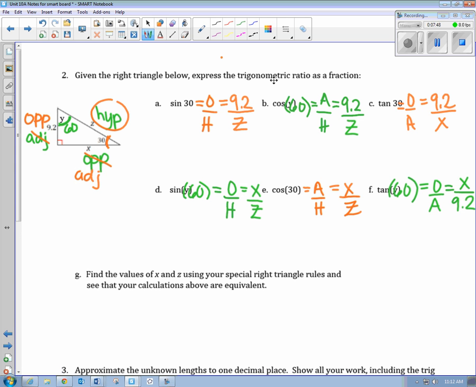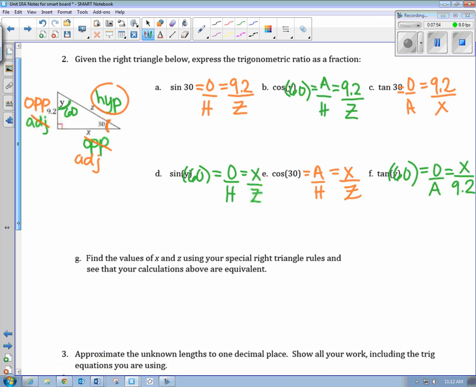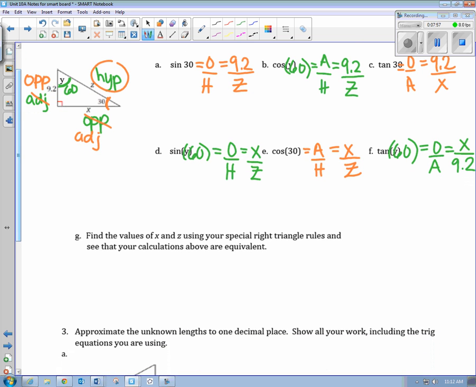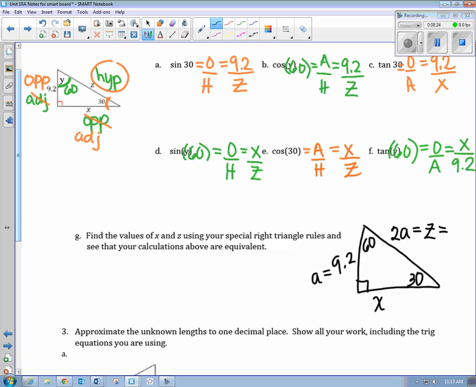For part G to this question, they are asking for me to find the values of x and z using the rules for special right triangles. Some of you may have noticed when you started this question that that triangle that they're giving us is a special right triangle. In the special right triangle, it has a 90-degree angle, a 30, and a 60. 9.2 is over here. That's the A side that's across from the 30. The 2A side that's across from the 90 is labeled as Z. And then the side across from the 60, which is the A radical 3 side, is labeled as X.